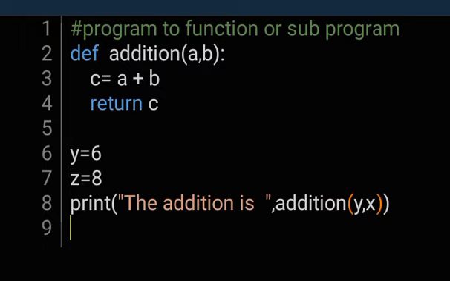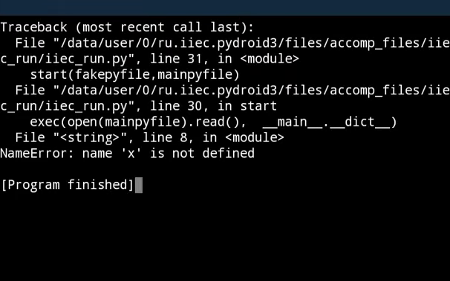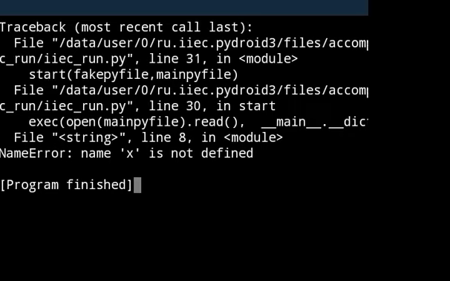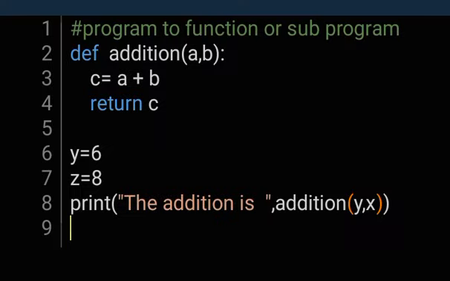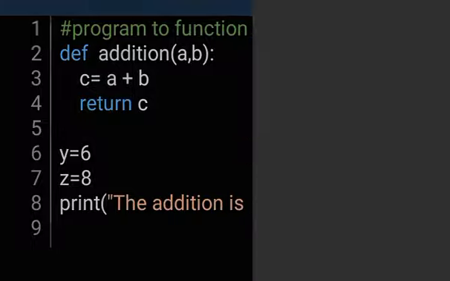So let's run it and see what will happen. It's telling me variable x not defined. Let's check what happens to variable x that is not defined in the program. Variable x, it is variable y. I wanted to write y, z. I wanted to write z. I wrote x. Let's run it.